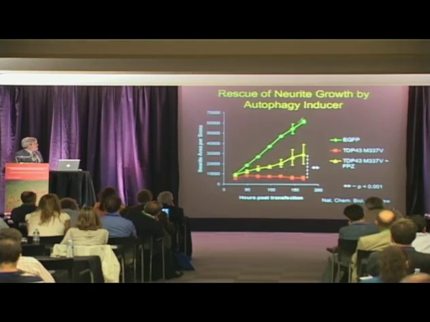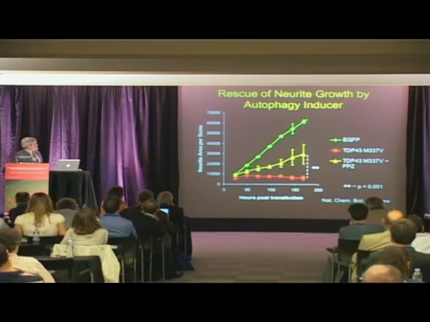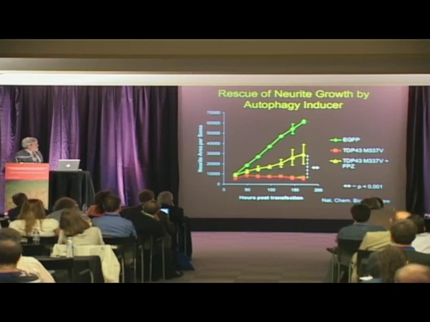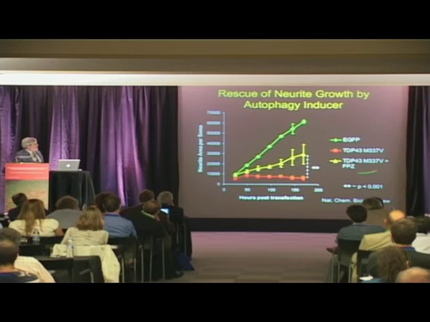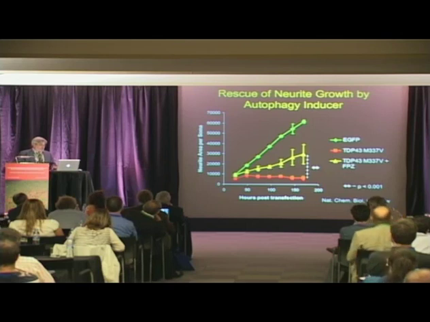So we've used that in an automated assay to be able to measure and watch as neurites grow normally, as they degenerate in our TDP43 model, and then as we add our autophagy inducer, how we're able to restore, or at least mitigate some of that loss in neurites, which is encouraging.